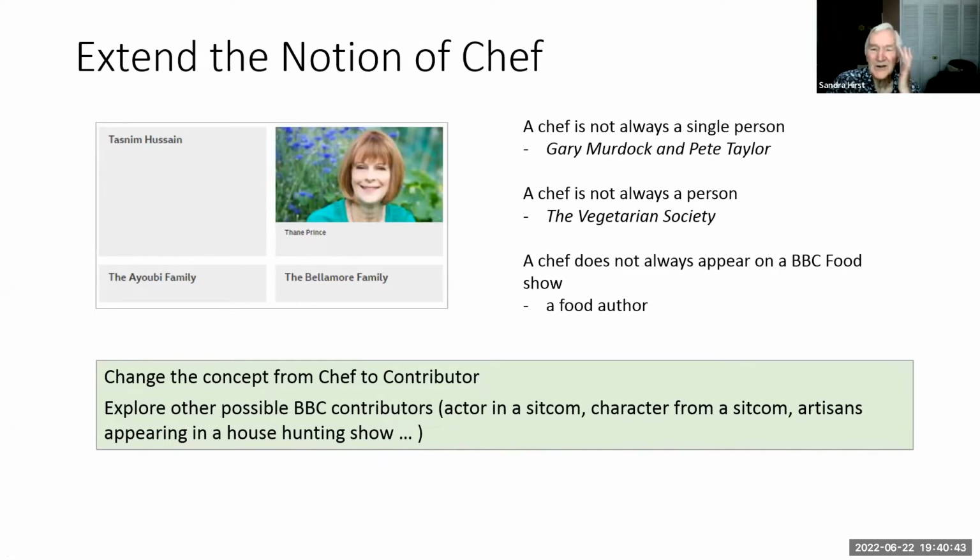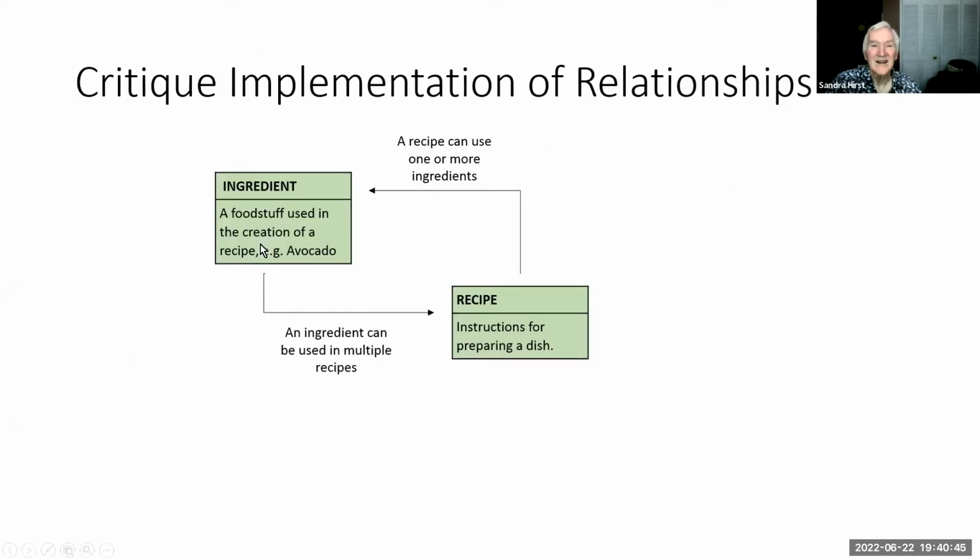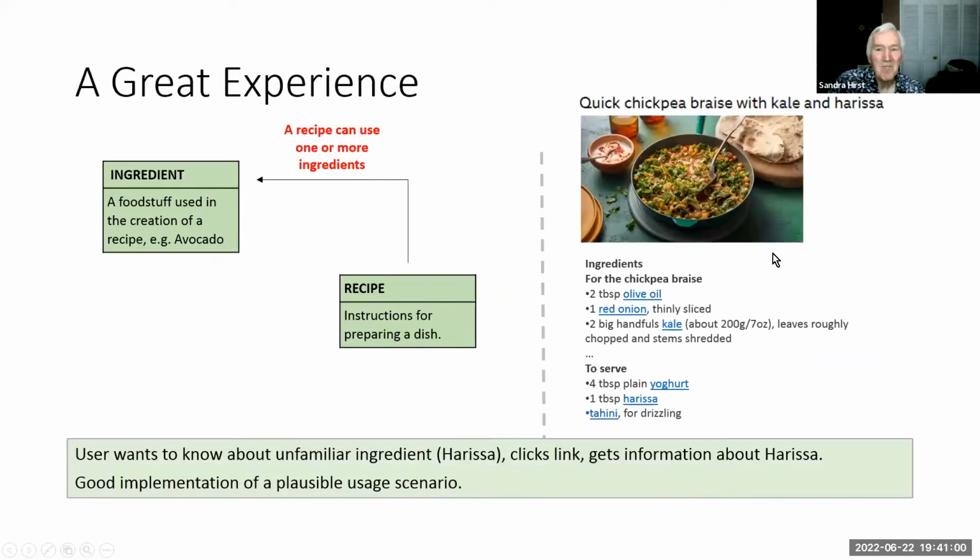Okay, we said we were going to review everything. Let's critique and review relationships. So we've got a simple relationship here. Ingredients are used in recipes, recipes use ingredients. But it can be implemented well or badly. Here's where it's implemented well.